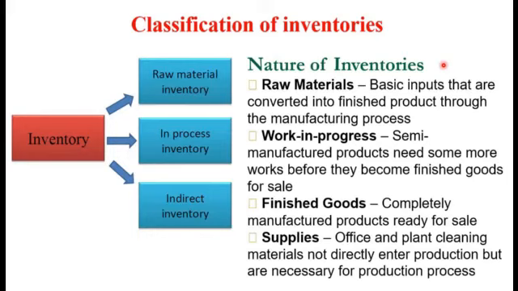Then supplies or indirect inventories: office and plant cleaning materials that do not directly enter into production but are necessary for production processes. These types of inventories are called indirect inventories, which are not directly required for production, but support the production process.